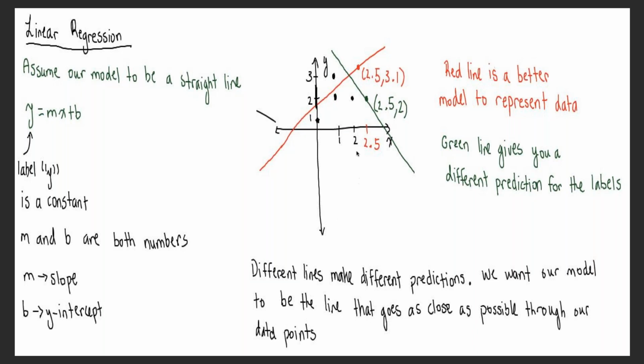As you can see, I'm taking those 4 data points that we had in the previous example I just showed you, and I've plotted them once again. Now I've drawn 2 lines, a red line and a green line. We can conclude from this that the red line is a better model to represent the data, and I'll tell you why.